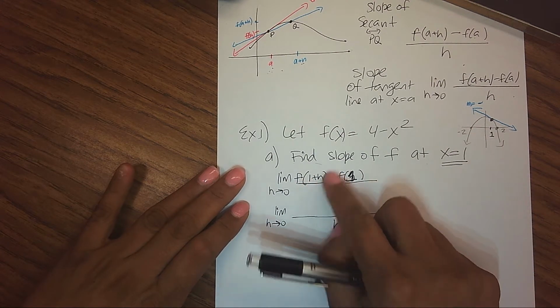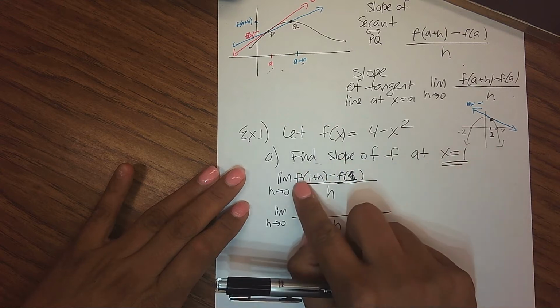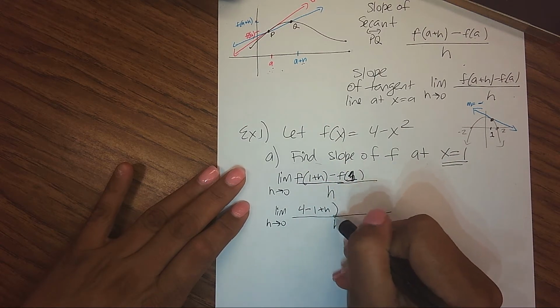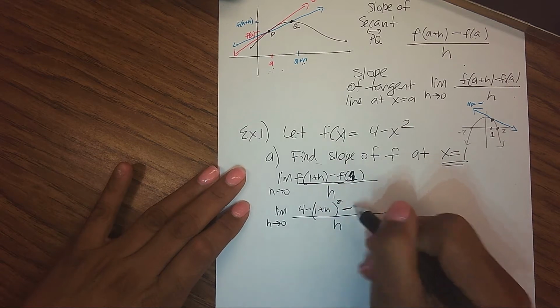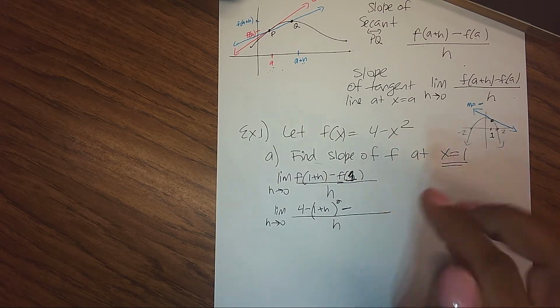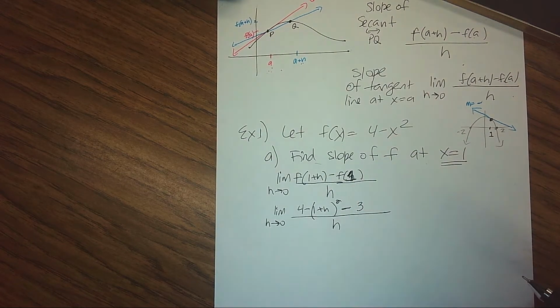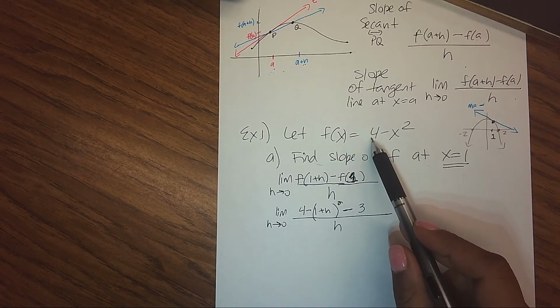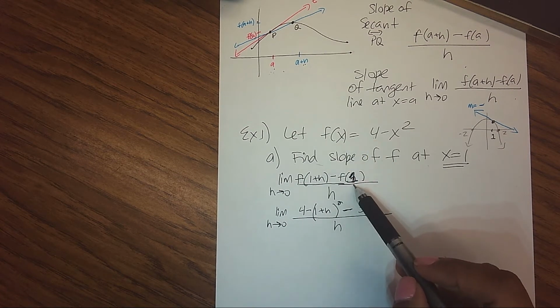F of 1 plus h, this is my f of x. F of 1 plus h is going to be 4 minus (1 plus h) quantity squared, minus f of 1. If I plug in 1 here, I get 3. So let's make sure we're okay with what's happening. All I did was find f of 1 plus h, and then I found f of 1 by plugging in x is 1.